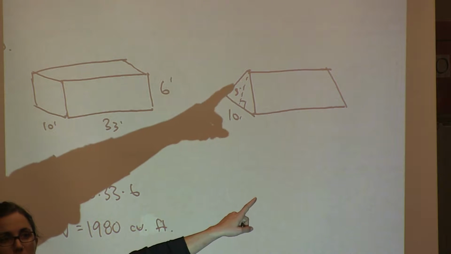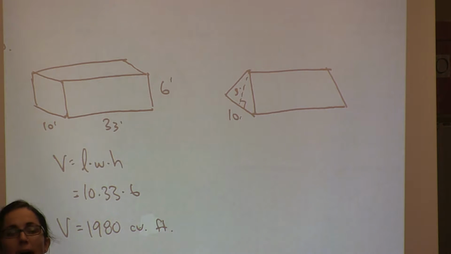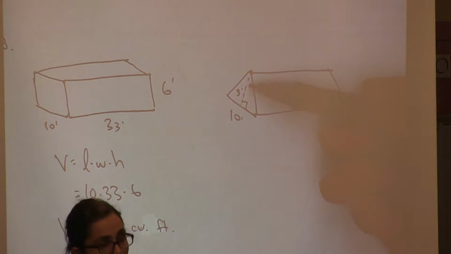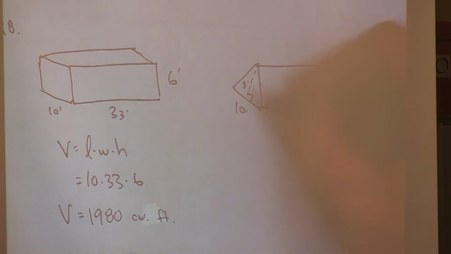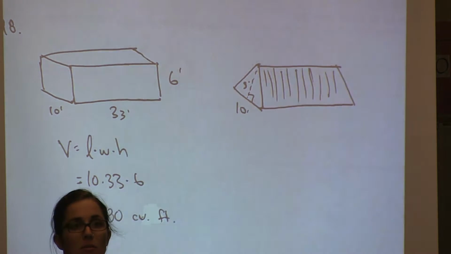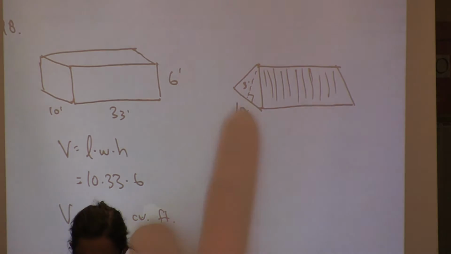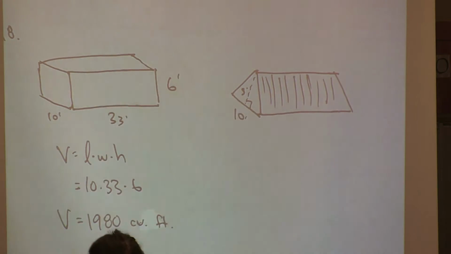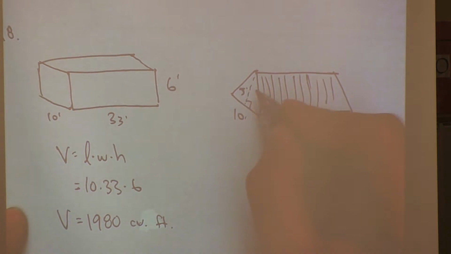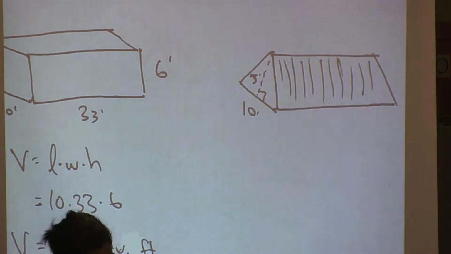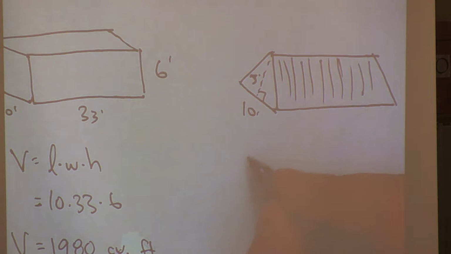here, this triangular prism, I need to find the area of the base. If it's a triangular prism, what shape is the base? Triangle, right? I need to find the area of this triangle, and I'm going to multiply it all along here as the distance, so that would fill in my volume. The area of a triangle is base times height divided by 2.